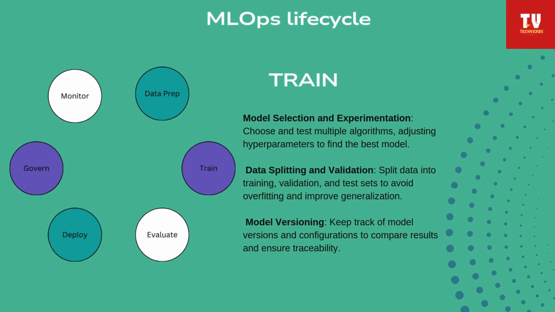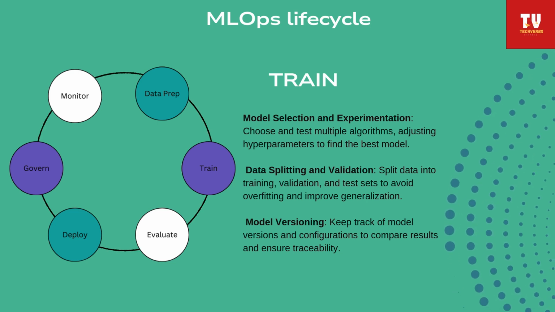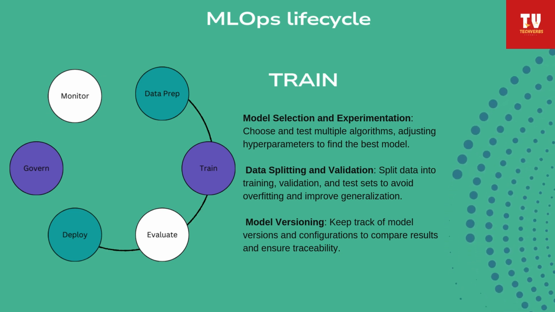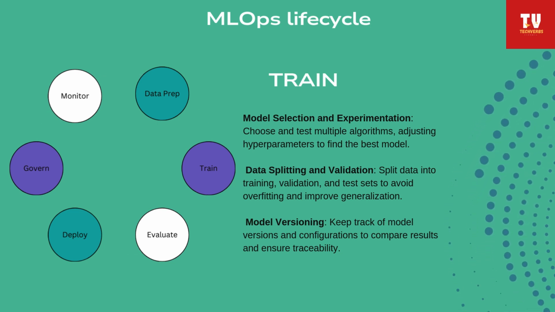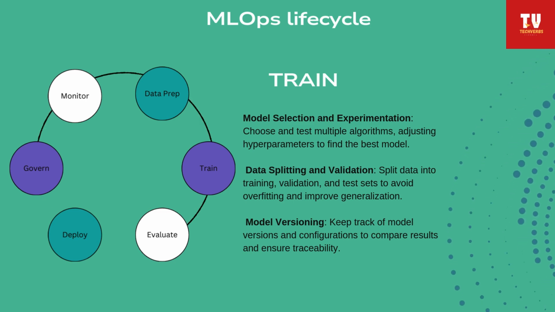Next, we train the model. This involves selecting the right algorithm or architecture, optimizing the model's parameters, and fine-tuning hyperparameters. The goal is to develop a model that not only fits the training data, but generalizes well to unseen data.